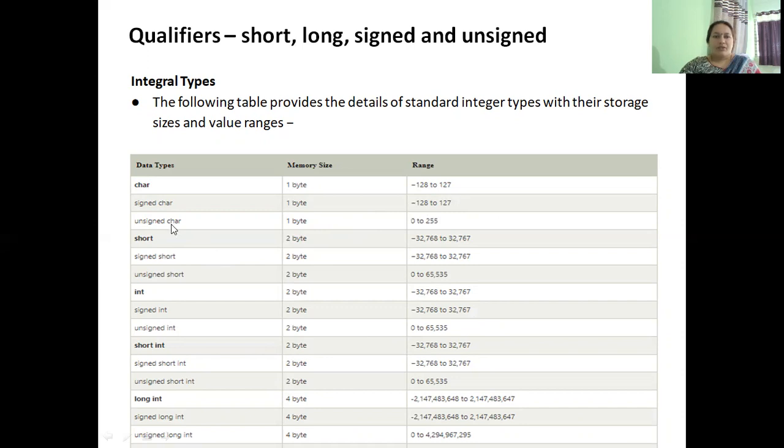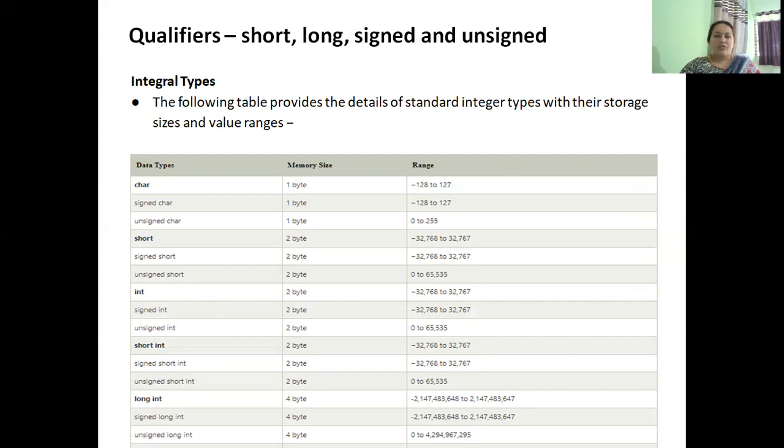Next, we have the short data types. The short and long qualifiers can be used particularly with the integer data type. Even in floating point, we use only long, we don't use short. So short in specific is used for integer data types in C language. In int, we have three types: short int, int, and long int.